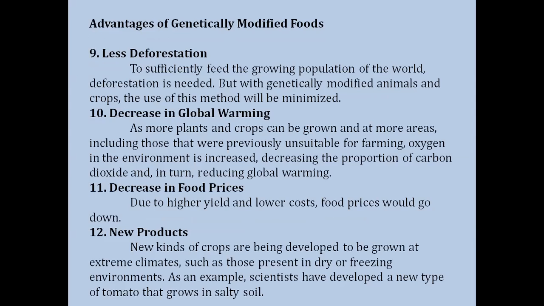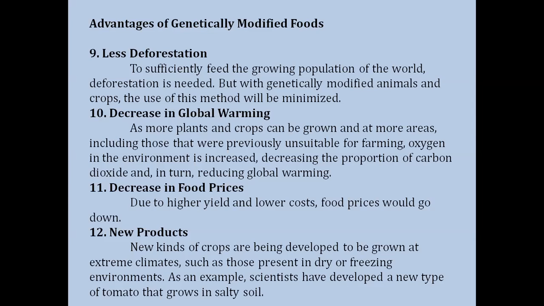Less deforestation. You know that to sufficiently feed the growing population of the world, deforestation is needed. But with genetically modified animals and crops, the use of land will be minimized. Okay, so this is also important. Decrease in global warming, because genetically modified plants absorb the heat and produce more oxygen into the nature, so that the global warming issues can be balanced.